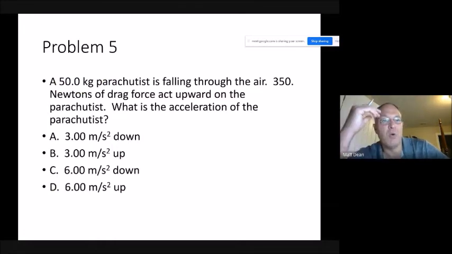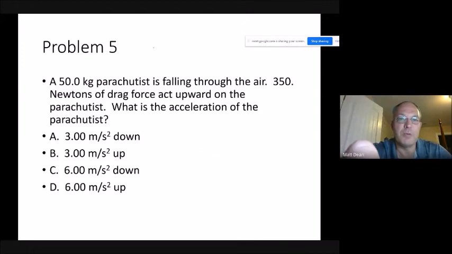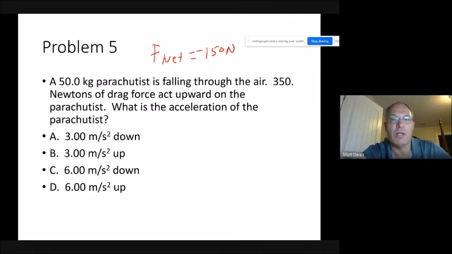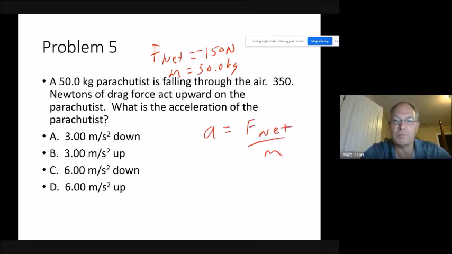So now we want to know what's the acceleration of the parachutist. Well, in the previous problem, we found the net force to be 150 newtons down. We know the mass of the parachutist is 50 kilograms. So let's use Newton's second law, and let's take the net force, negative 150, and divide it by the mass, 50.